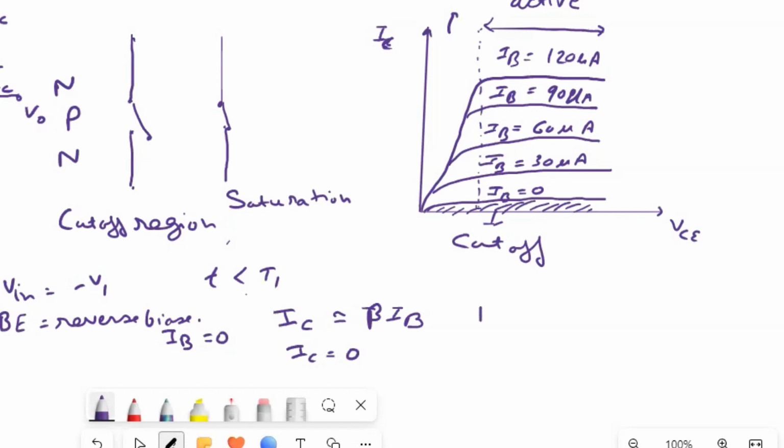So this means the resistance in the cutoff region of operation, RCE cutoff, equals the voltage VCE upon the current IC. Since IC is either 0 in the ideal case or very small, our resistance in cutoff will be very high, or in the ideal case infinity. So in this region the transistor acts as an open switch. It will not allow current to pass through it.